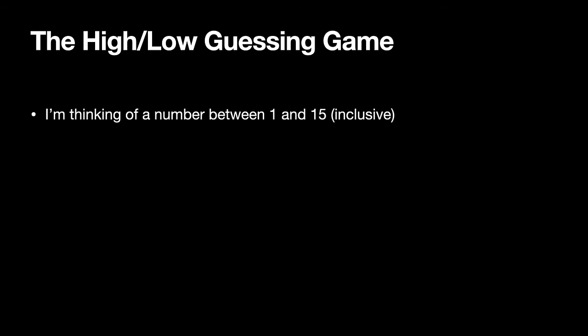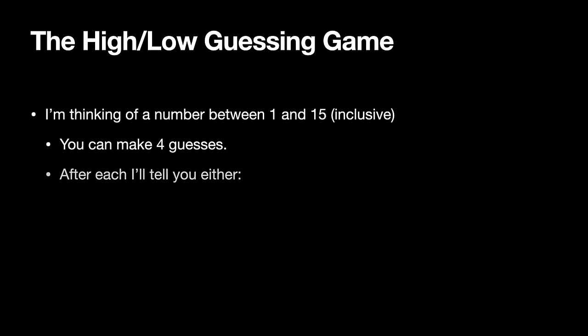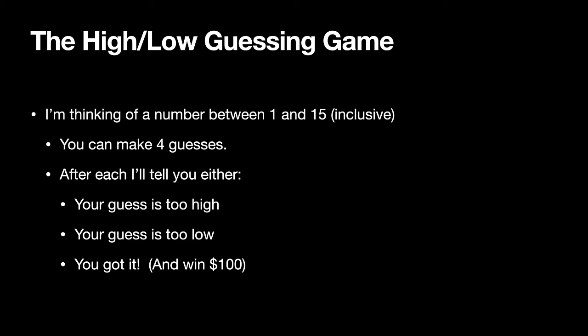I'm going to think of a number between 1 and 15 inclusive. You have a chance to make up to 4 guesses, and after each guess you make, I'm going to tell you either that your guess is too high, or that your guess is too low, or that you got it and you win $100. So what's your strategy going to be?